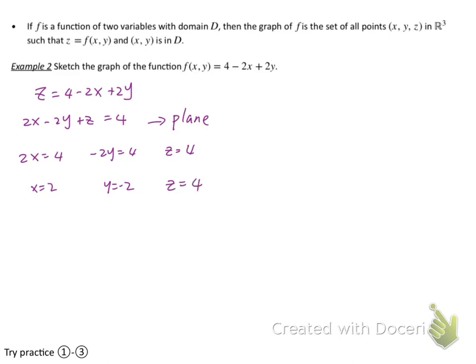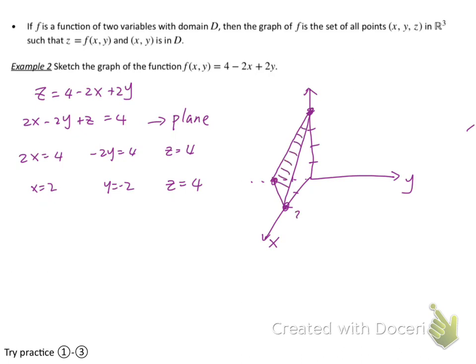So I'm having my x, y, z axes, and I'm having 2, negative 2, and 1, 2, 3, 4. So x equals 2, z equals 4, and y equals negative 2. This will be a plane on the sort of the left side of my xz plane. Okay, so this is 2, this is negative 2, and this is 4 on z, and here's my origin. This is the graph of my function.